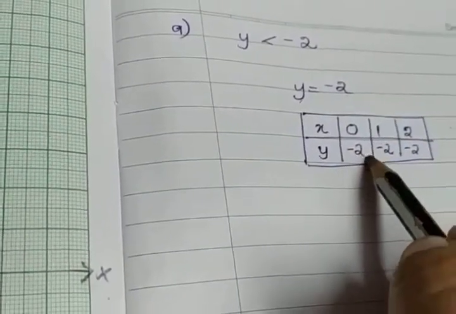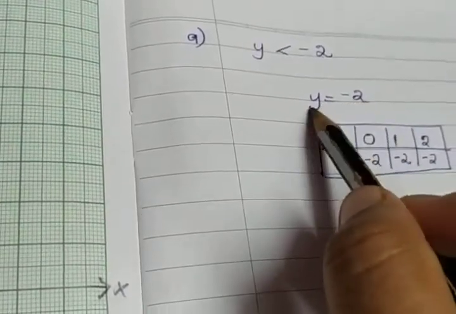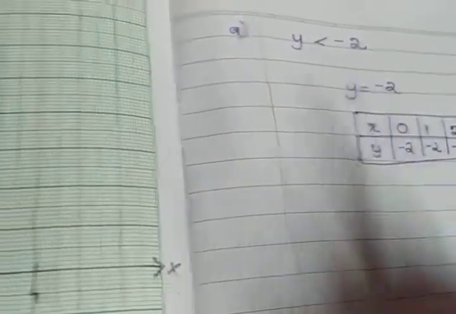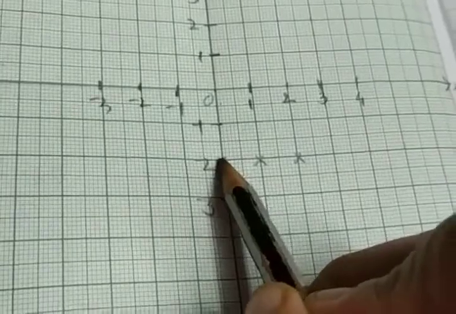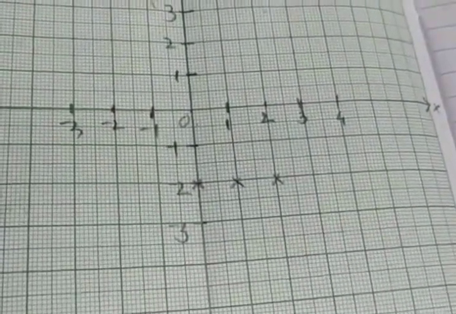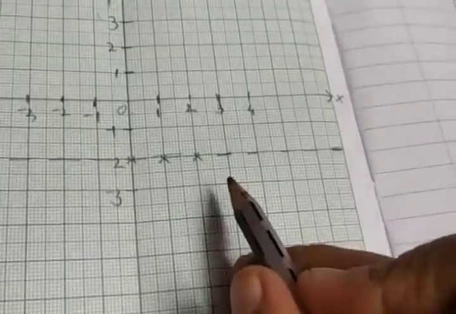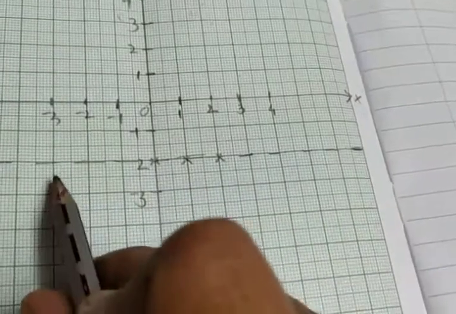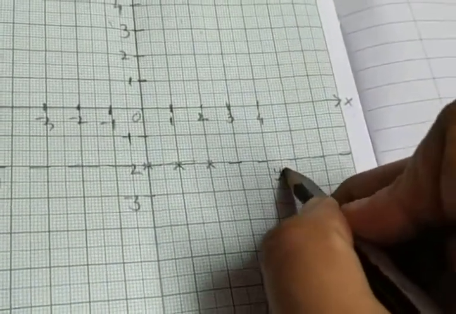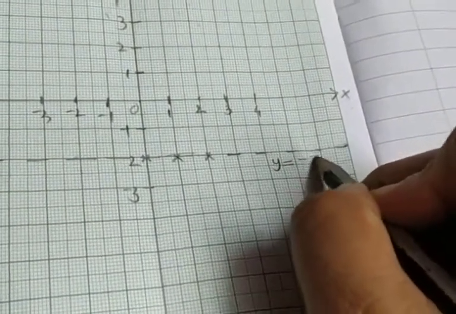So even without drawing the table, whenever you see an equation like this, take the point y equal to minus 2. Y equal to minus 2 is here. Without plotting the points, you can just draw the line parallel to x-axis through the point minus 2. Since the inequality is less than, we have to use the dotted line, and we will write the equation y is equal to minus 2.